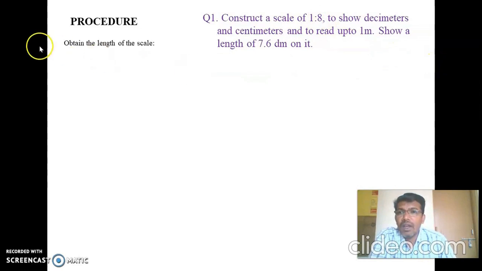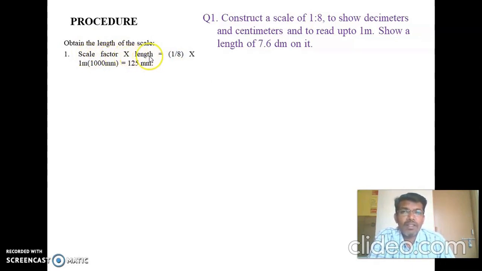So here, obtain the length of the scale. To obtain the length of the scale, first of all, you have to find out the scaling factor. So scaling factor into the length. What is the scaling factor here? RF is nothing but the scaling factor, 1/8.